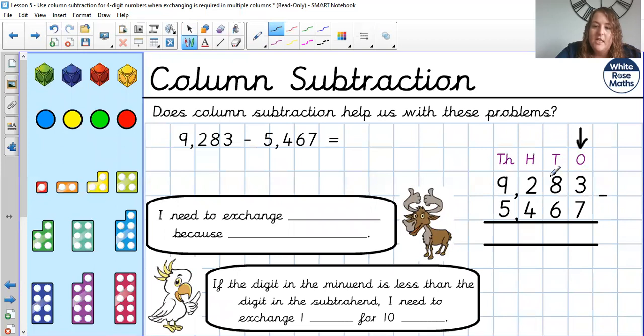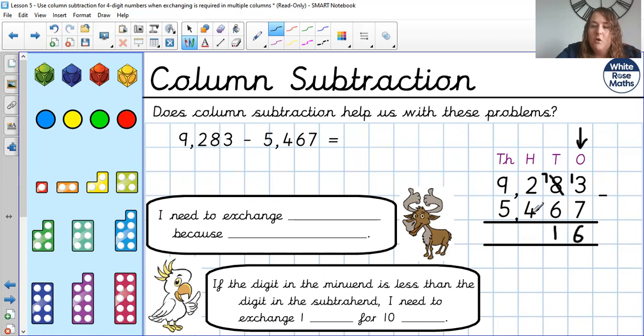So I'm going to be exchanging from my tens column. So I'm going to cross out my 8 and leave a 7 and pop my 1 there to show I've now got 13, take away 7. So I'm going to start with 7, 8, 9, 10, 11, 12, 13, 6 is left. I've then got my 7, take away my 6, which is 1.